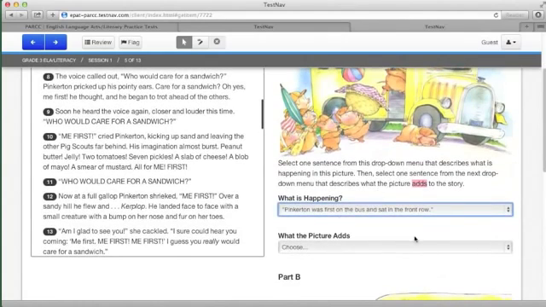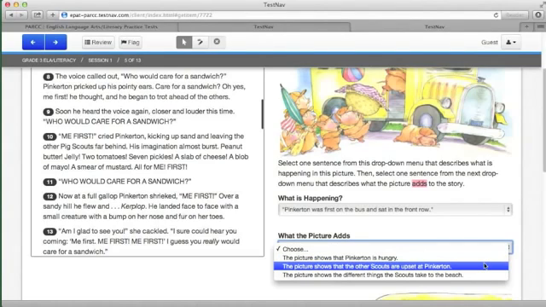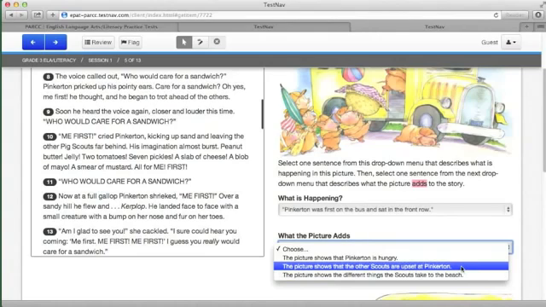The second drop-down asks what the picture adds. The picture shows that Pinkerton is hungry. Well, we know that from the story. The picture shows that the other scouts are upset at Pinkerton, or that the picture shows the different things the scouts take to the beach. Now, it does show things they take to the beach, but the story talks about that as well. What the story doesn't talk about, that the picture adds, is that the other scouts are upset at Pinkerton.